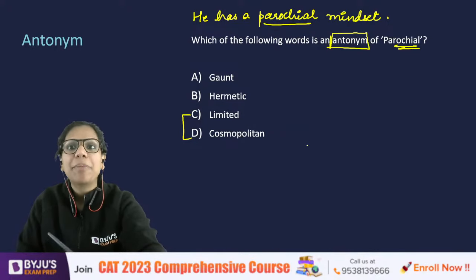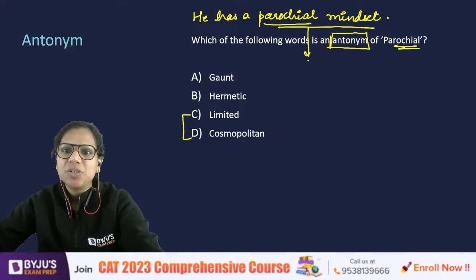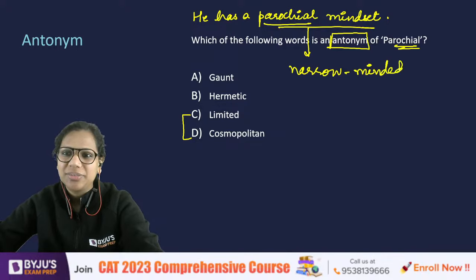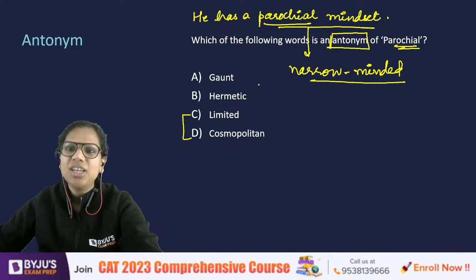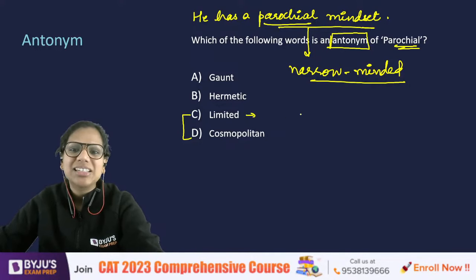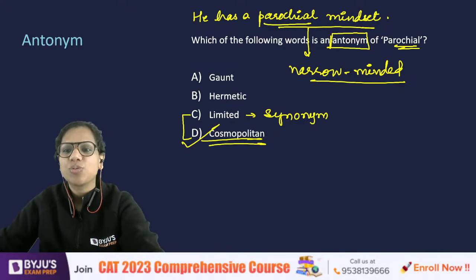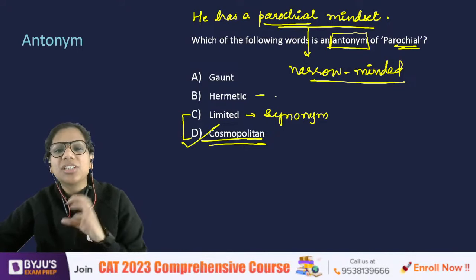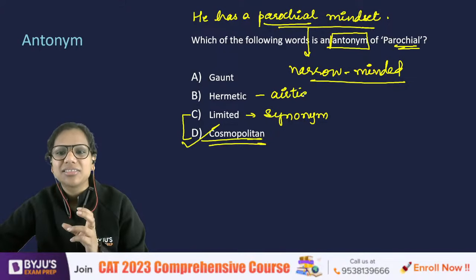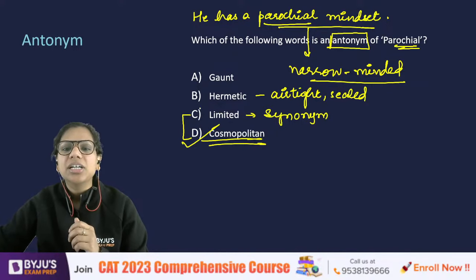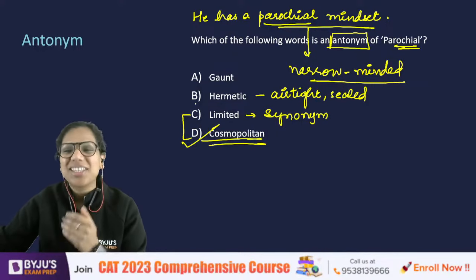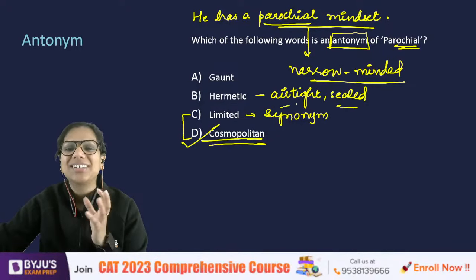So if someone has a parochial mindset, that person is very narrow-minded. Okay, narrow-minded. So I need the opposite of that. This is a synonym, a limited mindset, let's say. I need the antonym, which is cosmopolitan. Hermetic also means something that's airtight, something that's sealed. So in a way, a similar idea. Of course, not exactly similar to narrow-minded, but sealed, airtight.